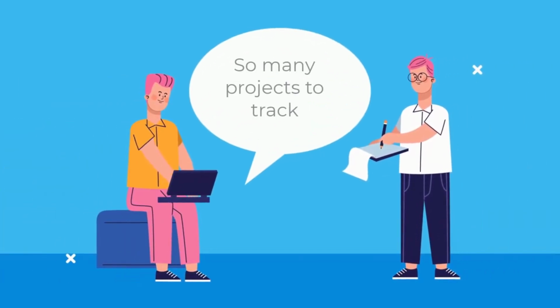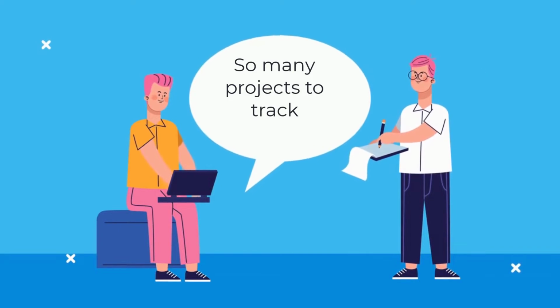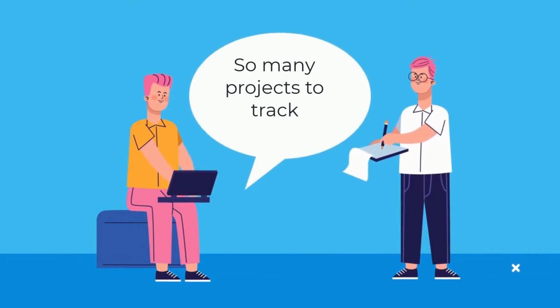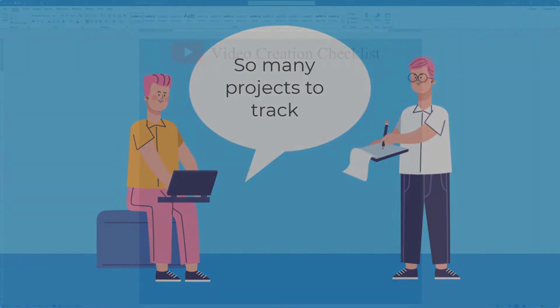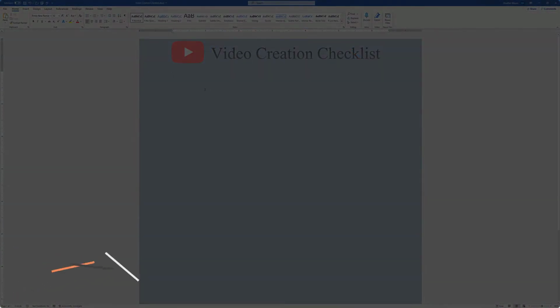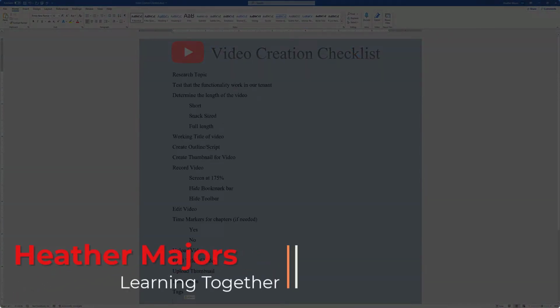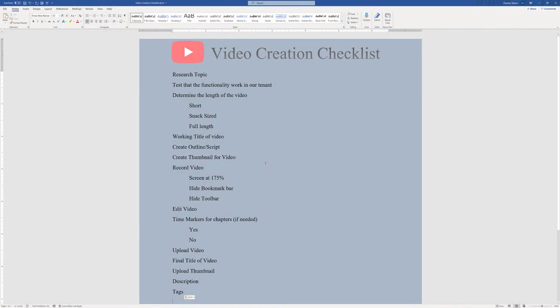Today, we are going to go over how to turn on developer mode so that we can create a checklist in Microsoft Word. Checklists are a lifesaver for me because I work on multiple projects which are in various stages. Having a digital checklist allows me to pull up the document and quickly see what's going on. Here are some tasks that would be part of my standard video creation checklist.